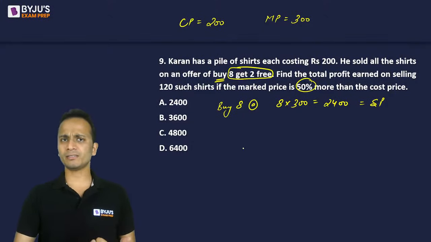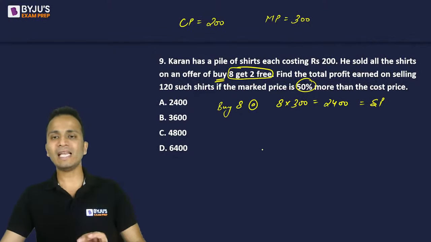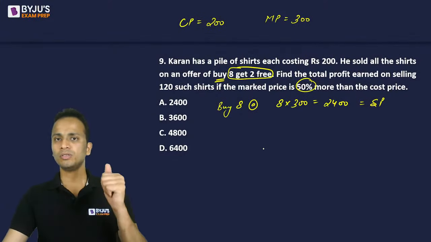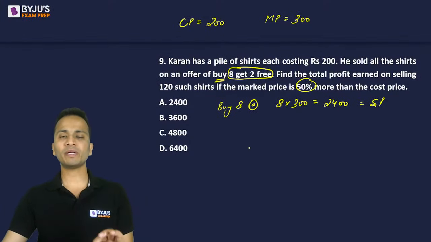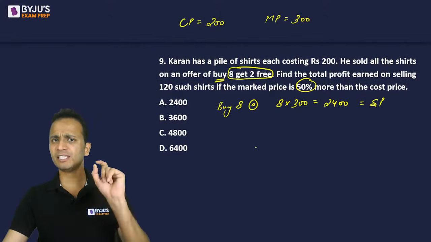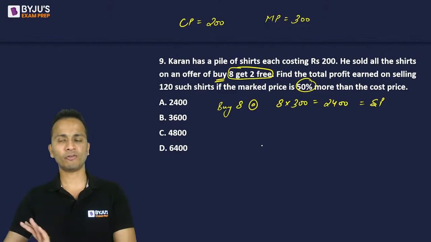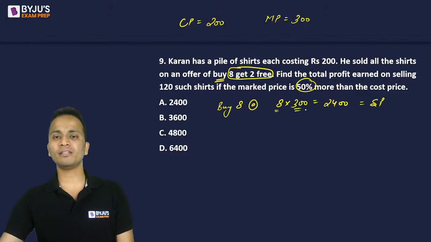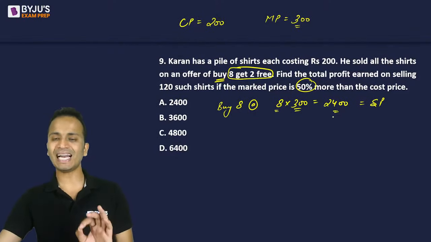Customer is buying 8, okay, but he's getting 2 free. So the selling price will be according to the number of shirts that is bought by the customer. I'll repeat this statement. The selling price will be according to the number of shirts which is bought by the customer. So customer has come to buy 8, right? So the selling price will be according to the 8 shirts. 8 multiplied by the value of every shirt, which is 300. So 2400 is the money that is paid by the customer.